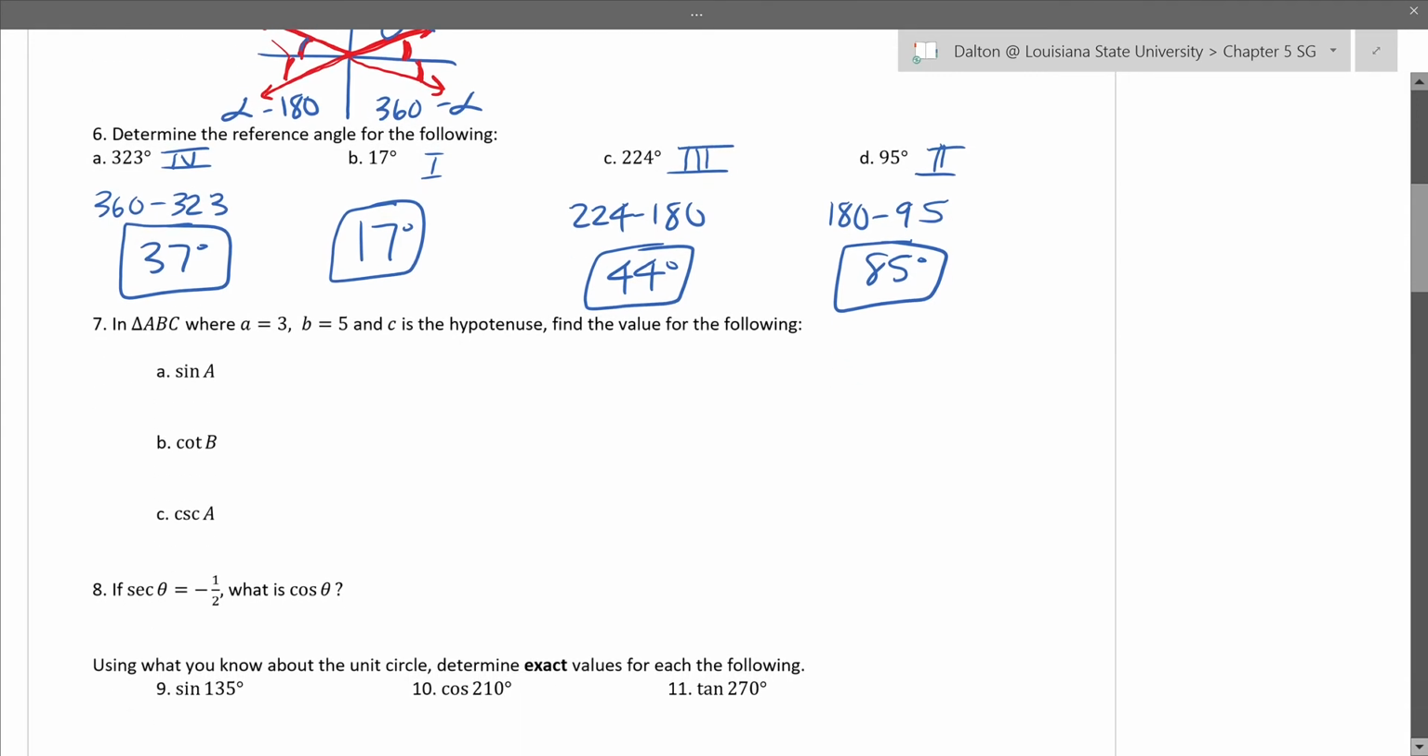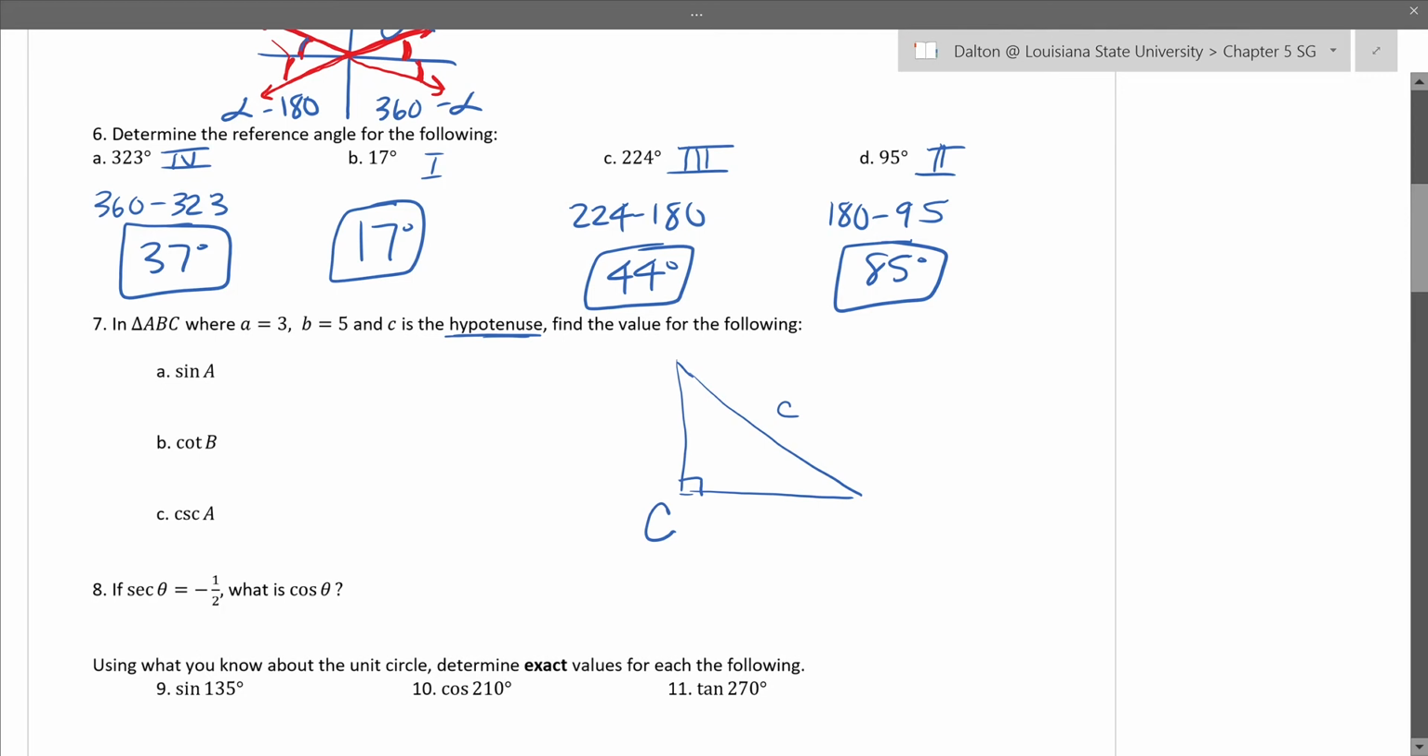Number 7, in triangle ABC, where A is 3 and B is 5 and C is the hypotenuse, find the value for the following. So a couple things. When I use the term hypotenuse, I'm giving away that this is a right triangle. There's not a hypotenuse in any other types of triangles. So I know that when I draw my sketch, it's going to be a right triangle. C is the hypotenuse, which must mean that this angle, C, is the 90-degree angle.